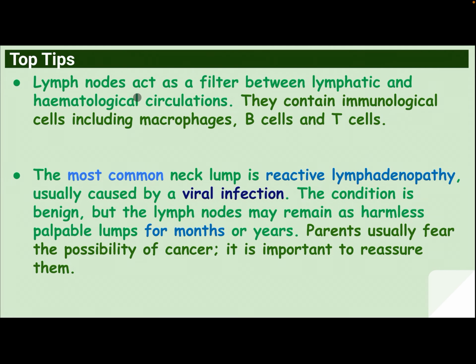Top tips. Lymph node act as filter between lymphatics and the hematological circulation. They contain immunological cells including macrophage, B cell, and T cell. The most common neck lump is reactive lymphadenopathy, usually caused by viral infection. The condition is benign, but lymph node may remain as harmless palpable lumps for months or years. Parents usually fear the possibility of cancer. It is important to reassure them.